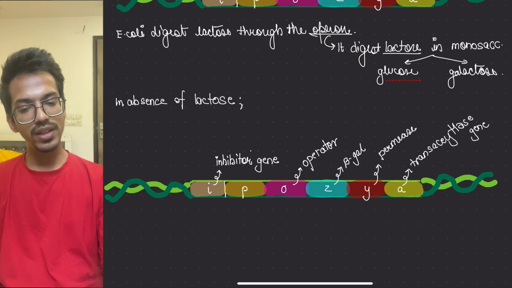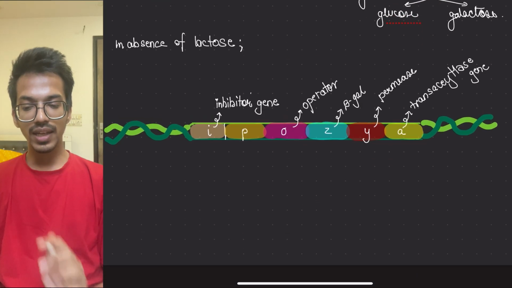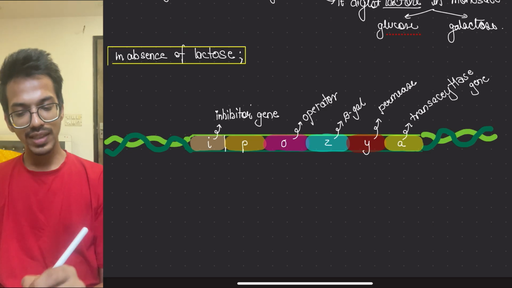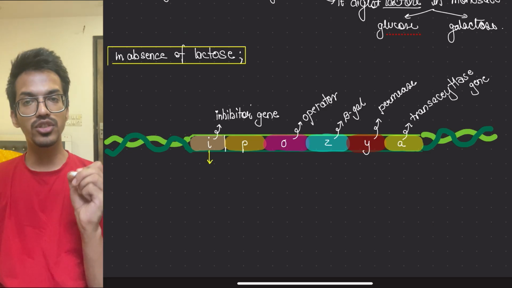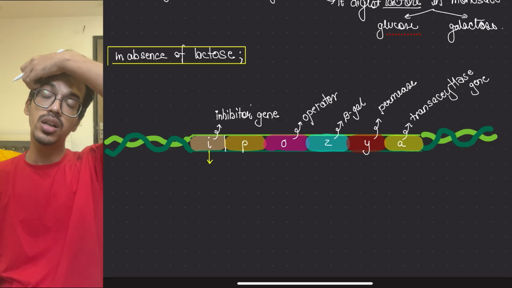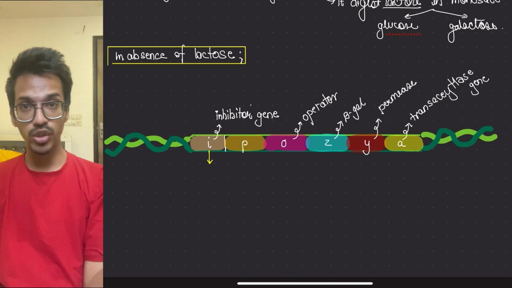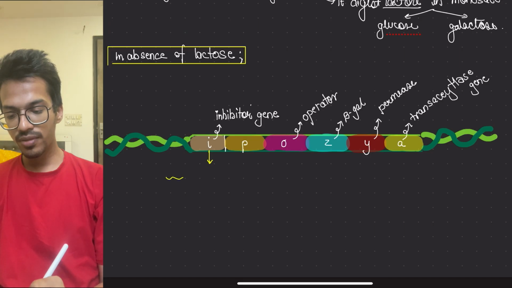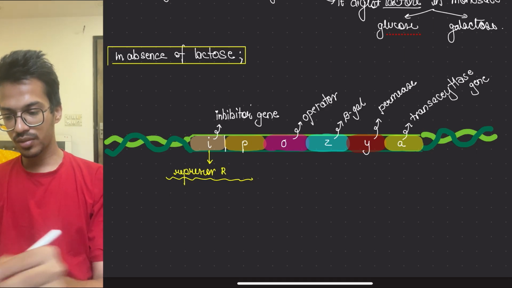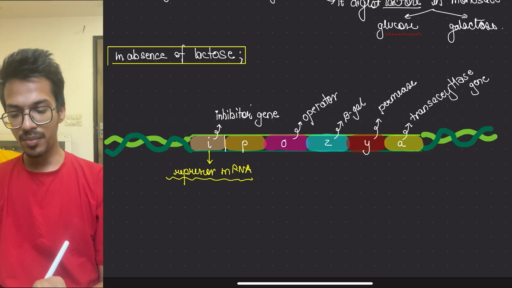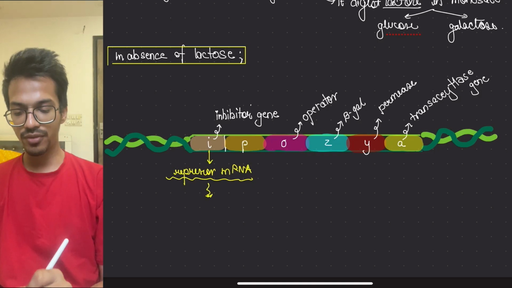Now, when nothing is happening, this inhibitor, since this is a gene, if it has to do any work, it will only be able to do it when it makes the RNA first, and then the proteins will do the work. So this will make what? It will make a repressor mRNA. This repressor mRNA will translate and form what?